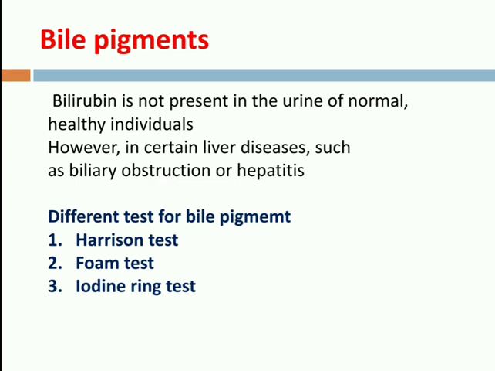Bile pigments. Bilirubin is not present in the urine of a normal or healthy individual. However, in certain liver diseases such as biliary obstruction or hepatitis, bile pigments are seen in urine. Different tests for bile pigments are Harrison test, Fouchet's test, and iodine ring test.